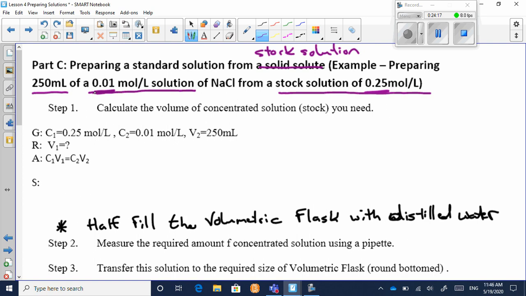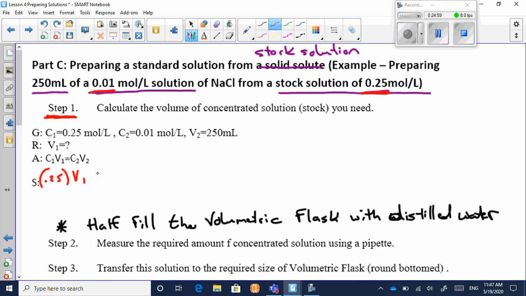Okay, so here we go. Just like we did in the first part, we have to start step 1 by doing some calculations. I know that I've got a C1 of 0.25 because it's the concentrated solution. And I know that my C2 is 0.01. That's the dilute concentration that I want to prepare. And I know my V2, I want to prepare 250 milliliters of it. So I've got a C1, a C2, a V2. Okay, so there's my formula. Let's sub and solve.